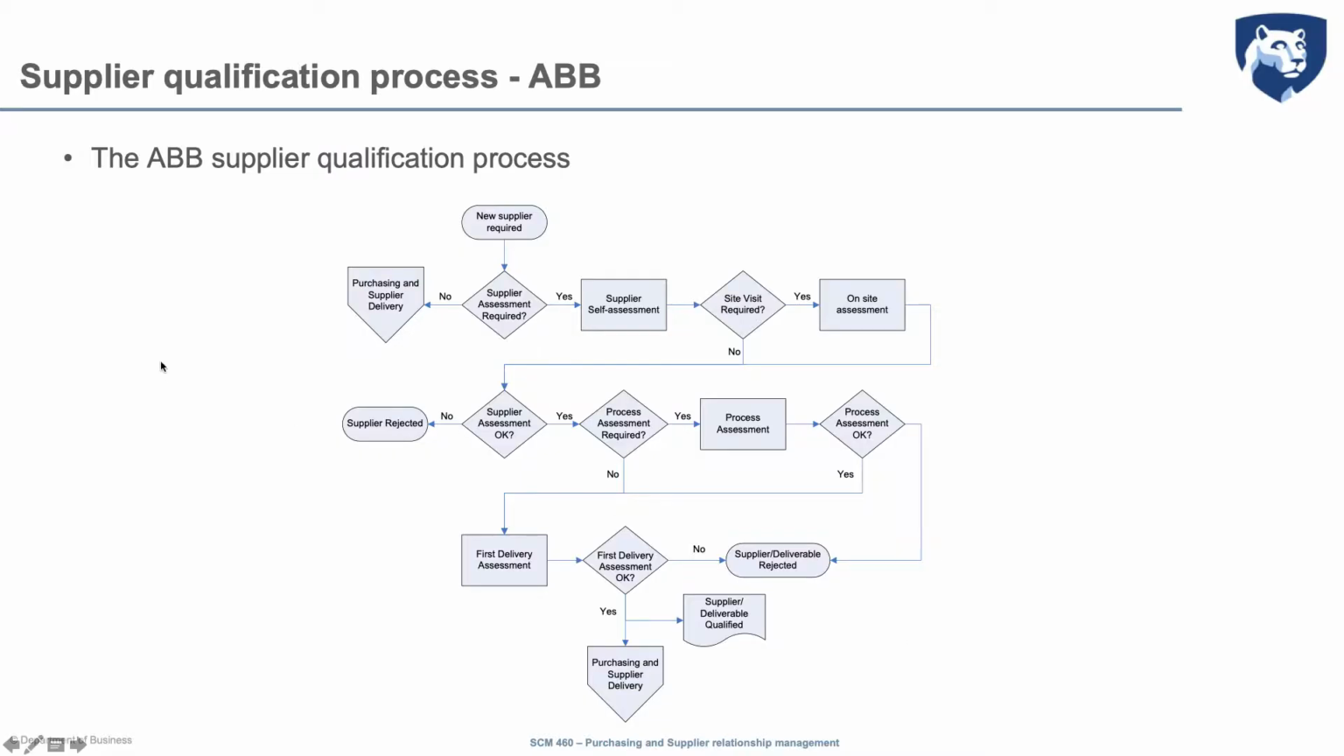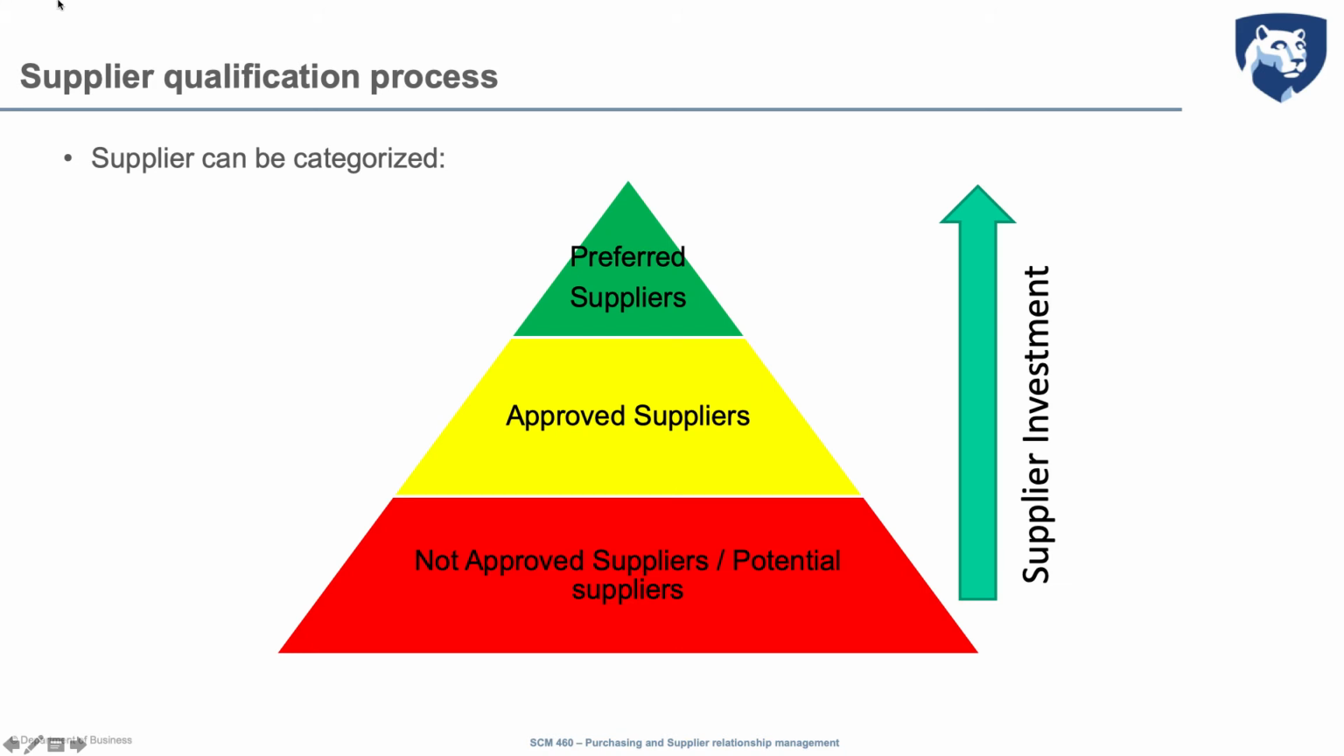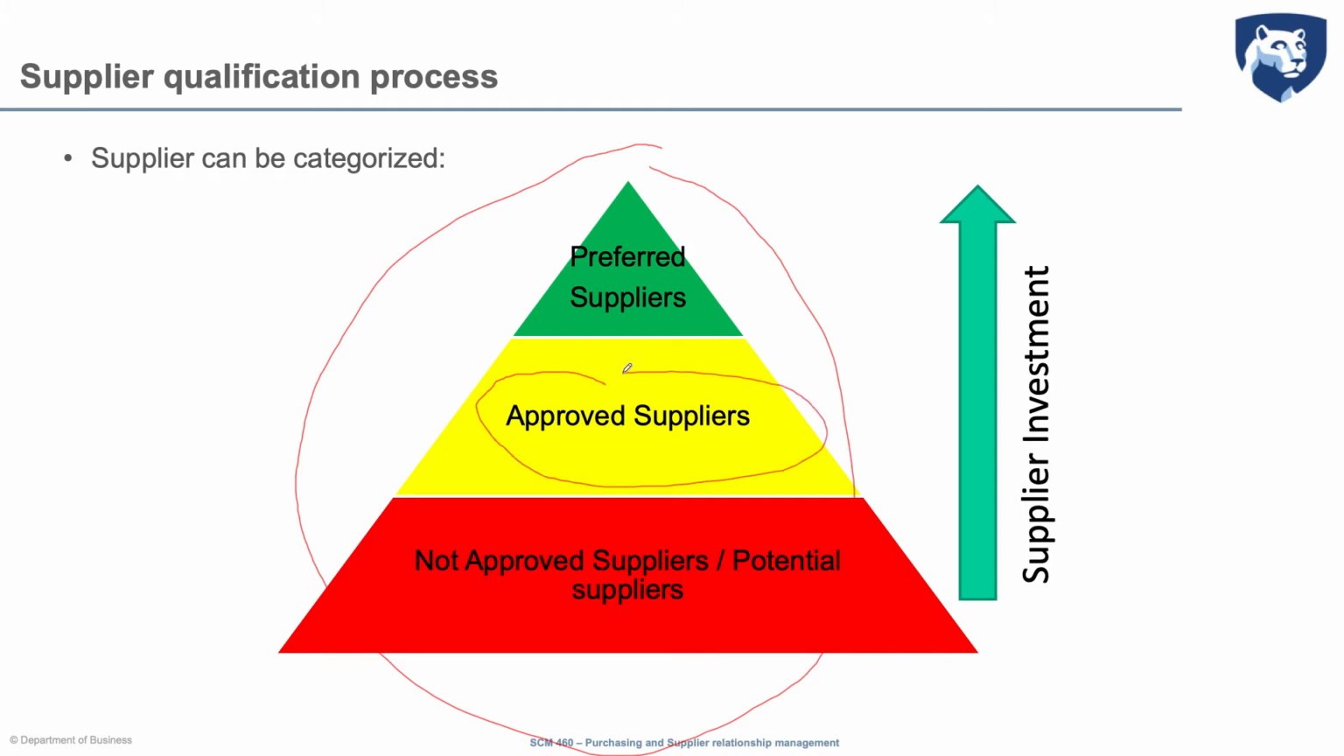This is an example of a process. The process of qualification doesn't usually give you just a supplier qualified or not, but this is a very simplified aspect. Usually the supplier qualification process gives you an outcome which can be in different categories. So we can have not approved suppliers that are not meeting the selection criteria. Then we can have approved suppliers that just meet our requirements on a sufficient level.